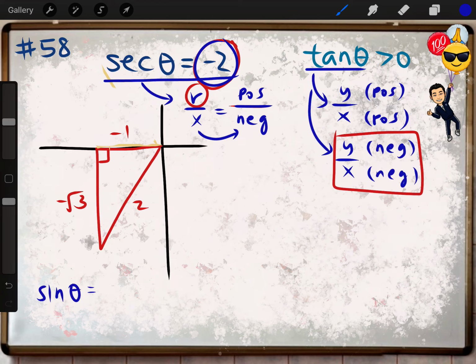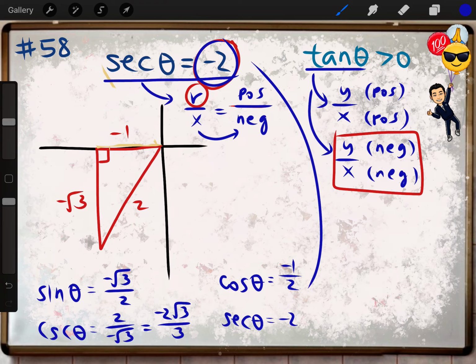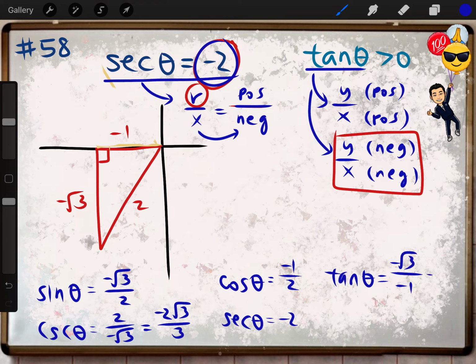So sine theta is going to be negative radical 3 over 2. Cosecant is going to be 2 over negative radical 3. Rationalize it, and you're going to get negative 2 radical 3 over 3. Cosine theta is going to be negative 1 over 2. Secant is going to be negative 2, which is consistent with the original given condition, right? The tangent is going to be negative radical 3 over negative 1, which is going to be positive radical 3. Cotangent is going to be negative 1 over negative radical 3. Rationalize it, and you're going to get radical 3 over 3.